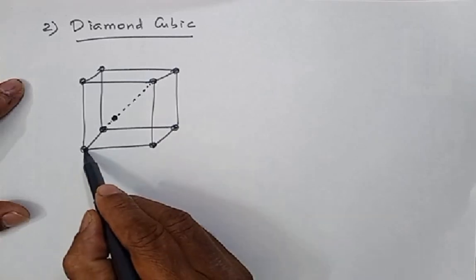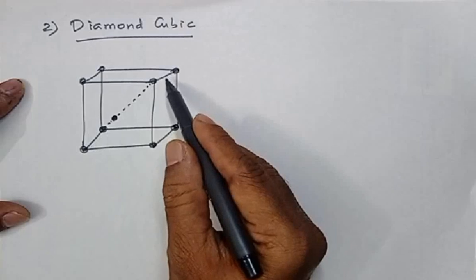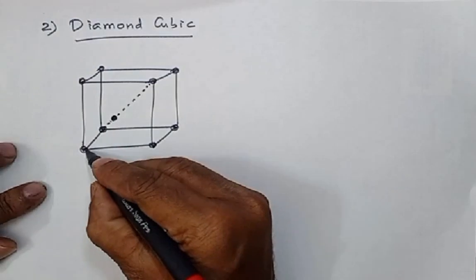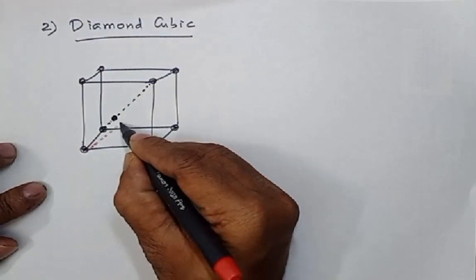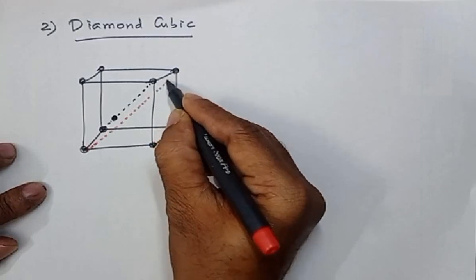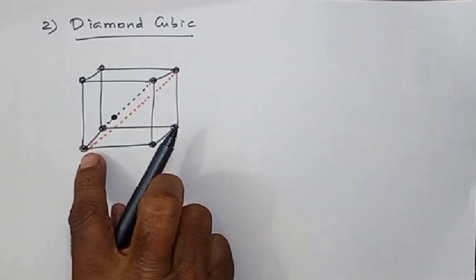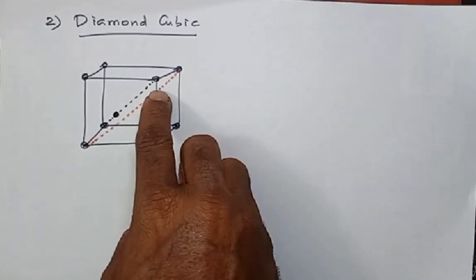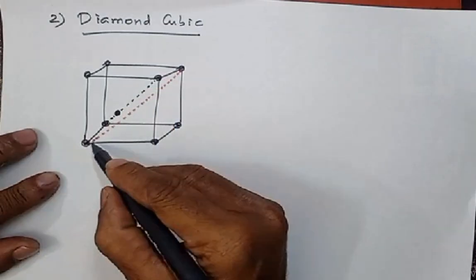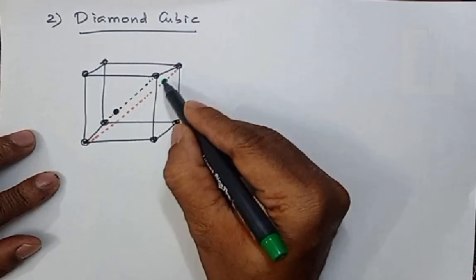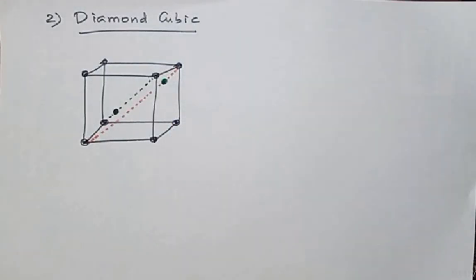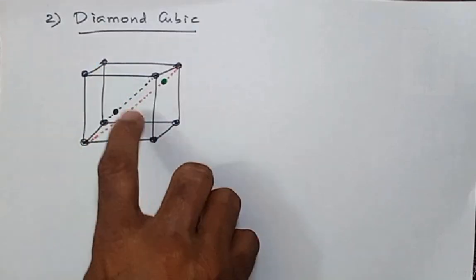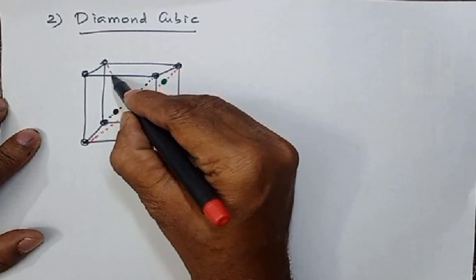Then take this corner and join it to the opposite corner. Observe carefully. I am going to use a different color. I'll take this corner and connect it to the opposite corner like this. Now from this corner, at the 3 by 4th position, I am going to place an atom. From here, the 3 by 4th position is close to this atom. This is another atom. Then I'll take this point and connect it to the diagonally opposite corner.